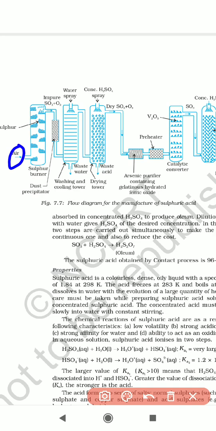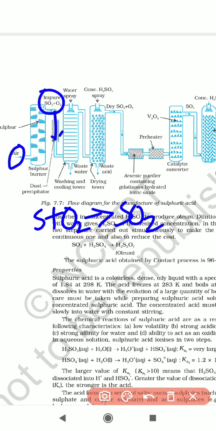So oxygen reacts with sulfur and sulfur dioxide is formed, and we continuously pass the sulfur dioxide gas along with oxygen gas. That impure sulfur dioxide and oxygen gas then passes through the dust precipitator.